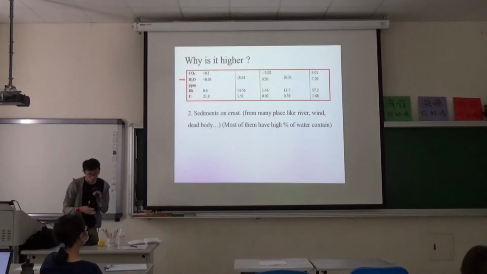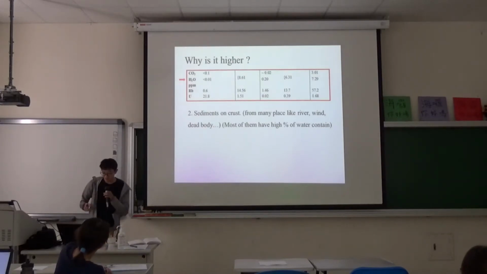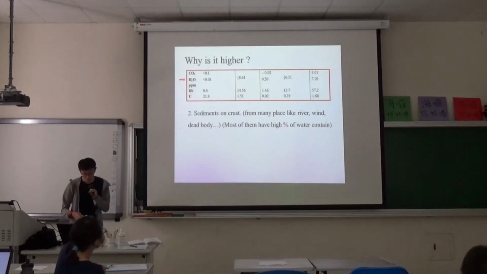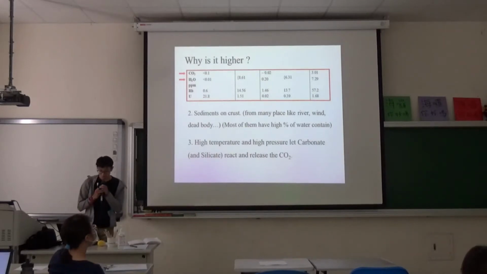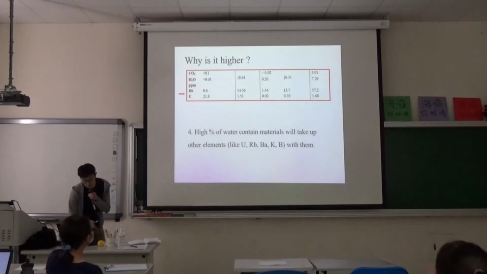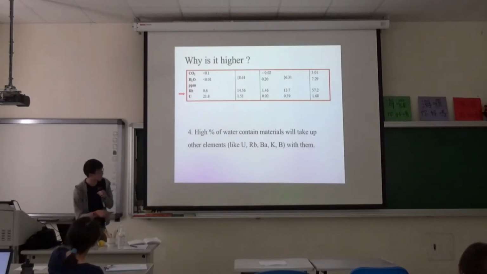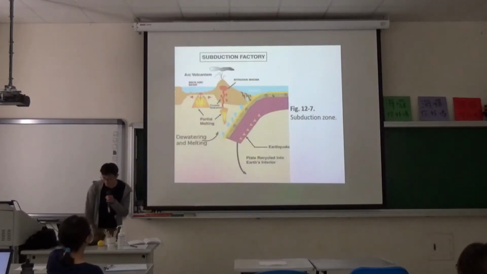Then second, sediments on the crust. The sediment will drop on those crusts from many places like rivers, wind, or even dead bodies. And most of it has a high percentage of water content. And third, the high temperature and high pressure let the carbonate and silicate react and release the CO2. And high water content material will also take up other elements with them.